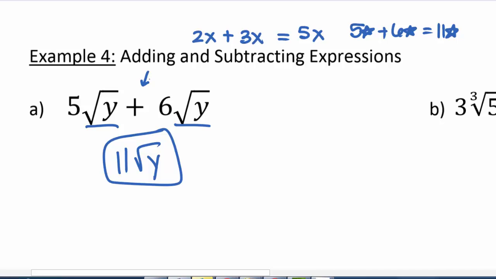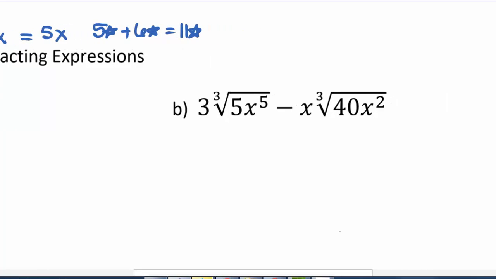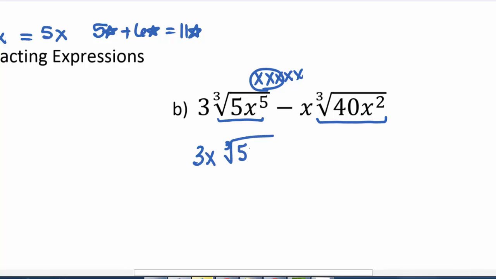Okay, it's a little bit different from what we were just doing. And then let's go to part B. So here I have my radicals. They're not the same, but I certainly can make them the same, or hopefully reduce them to be the same. So the cube root of 5 isn't going to change, but I do have x to the 5th here. X to the 5th has 1 group of 3, so I can bring an x out front. And then I had 2 left over, so I still have a 5x squared underneath my radical.